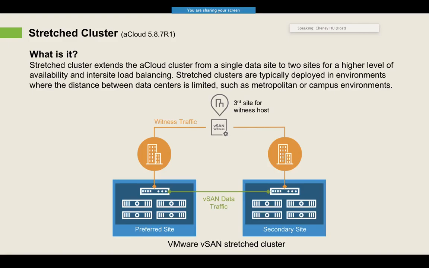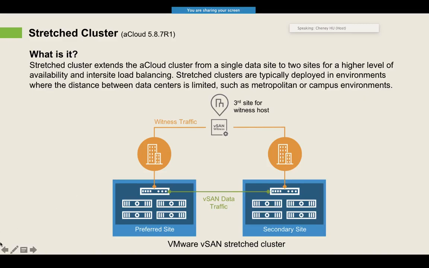And there are some restrictions for stretched cluster because the bandwidth between two sites when you deploy stretched cluster needs to be very high. You've got to have very high bandwidth between those two sites. Usually there should be a bare fiber connection between these two sites, and also there will be a witness site to do the arbitration. And with a witness site, a split brain situation can be avoided.